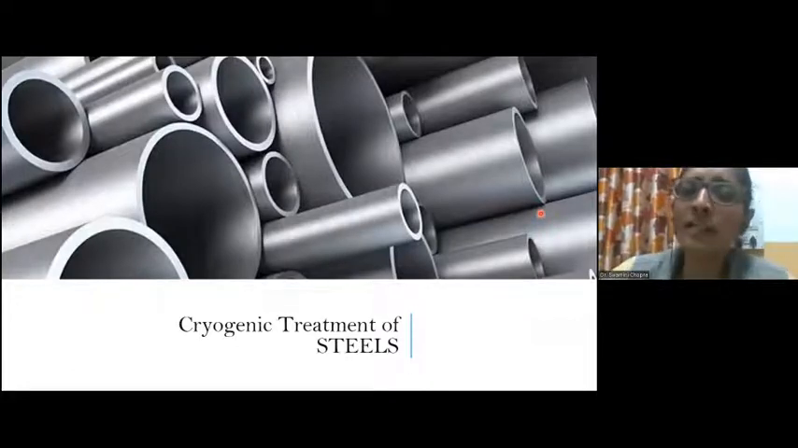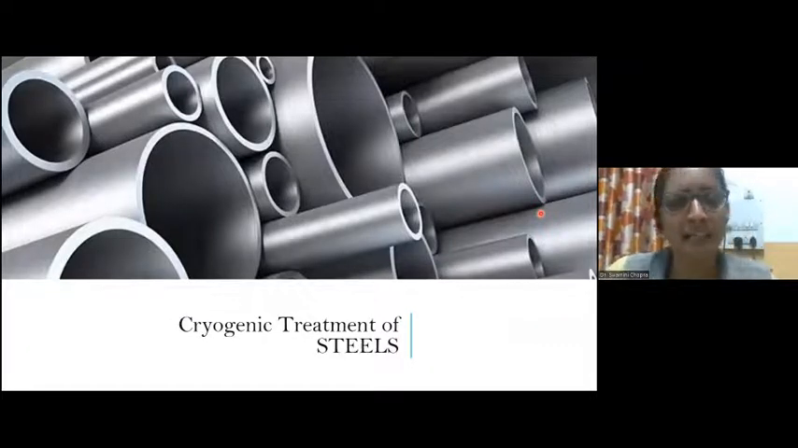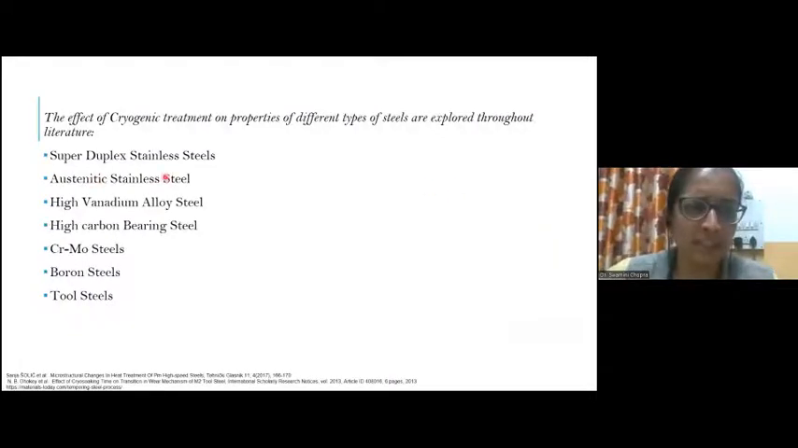Over the last 2 centuries, cryogenic treatment of metallic materials has been very popular, where steels such as duplex stainless steel, austenitic stainless steel, vanadium alloy steel, bearing steel, and other alloy steels are subjected to cryogenic treatment. Now, the study of interest for us has always been the structural changes in cryogenic treatment. Our team has been exploring the different structural changes that take place due to cryogenic treatment.